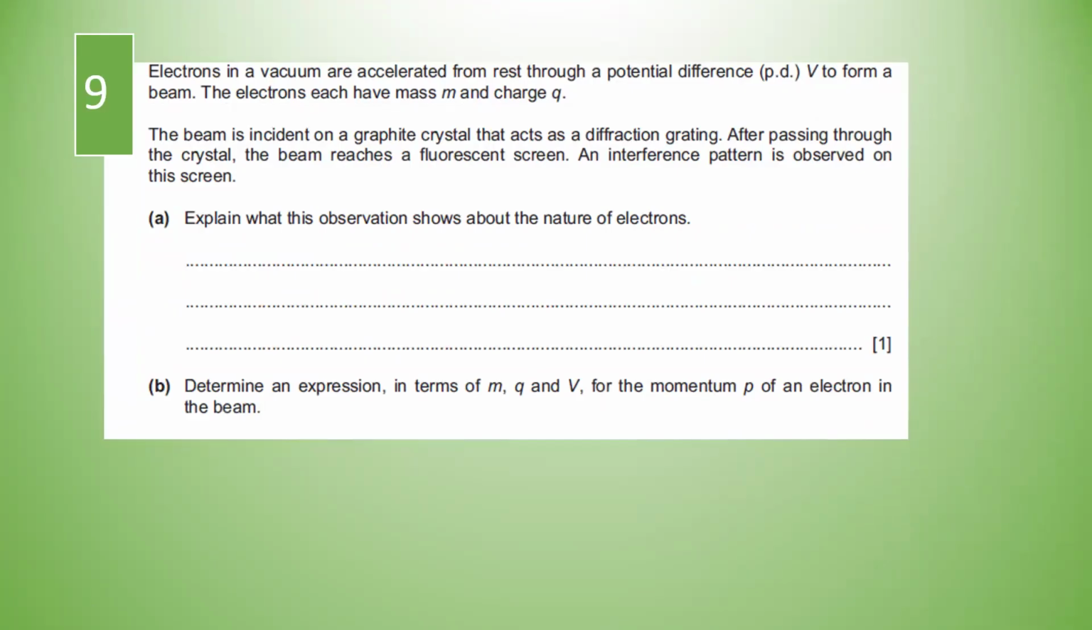Electrons in vacuum are accelerated from rest through a potential difference V to form a beam. The electrons each have a mass m and charge q. The beam is incident on a graphite crystal that acts as a diffraction grating. After passing through the crystal, the beam reaches a fluorescent screen. An interference pattern is observed on this screen. Explain what this observation shows about the nature of electrons.